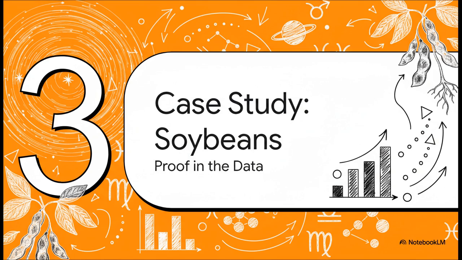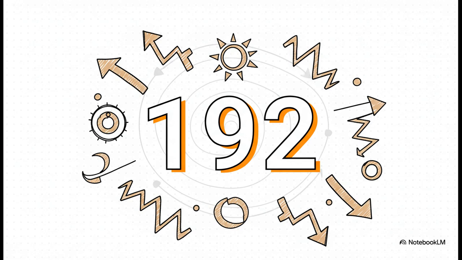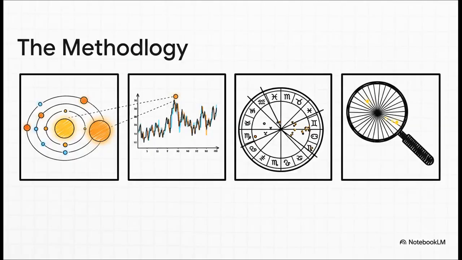Okay, so theory is one thing, but does this stuff actually hold up in the real world? Well, to find out, researchers grabbed a massive pile of data for Chicago soybeans and decided to put this whole idea to the test. And they did not mess around. This wasn't some cherry-picked study. We're talking 55 years of daily data. They pinpointed 192 of the biggest, most obvious turning points, the really major highs and lows. The whole point was to see if there was a hidden pattern connecting all these massive moves. So here's how they did it.